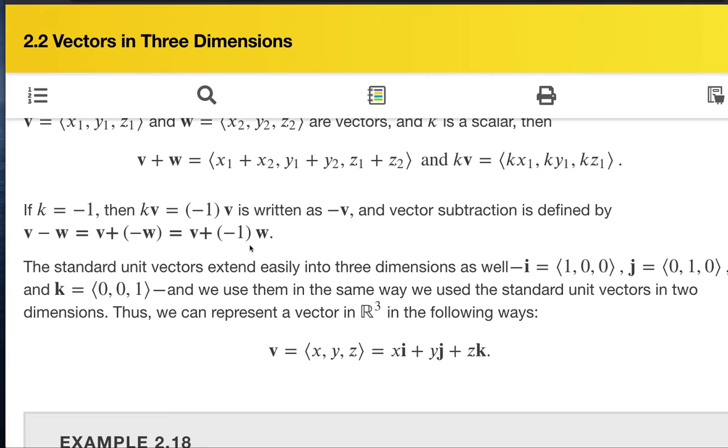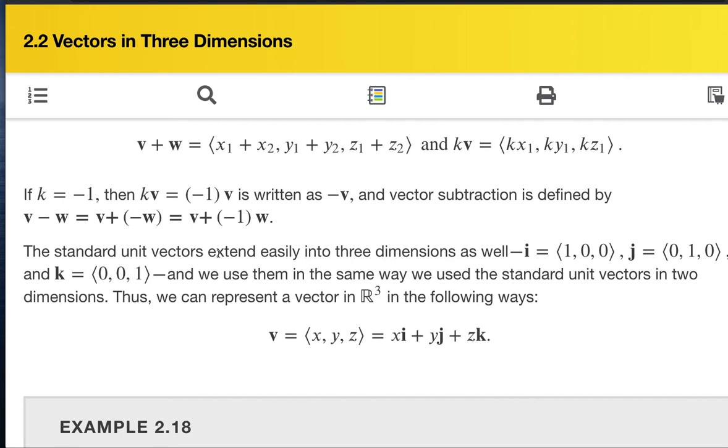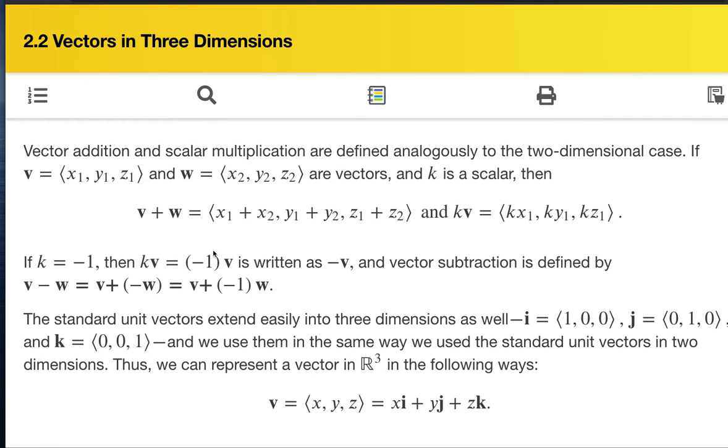Like what we discussed in the previous section for two-dimensional vectors, for three-dimensional vectors we still have scalar multiplication and vector addition. I really don't want to repeat a whole lot. They follow the same way as for two-dimensional vectors. When you add vectors, you add the corresponding components together. When you do scalar multiplication, you multiply the scalar to each component of the vector.